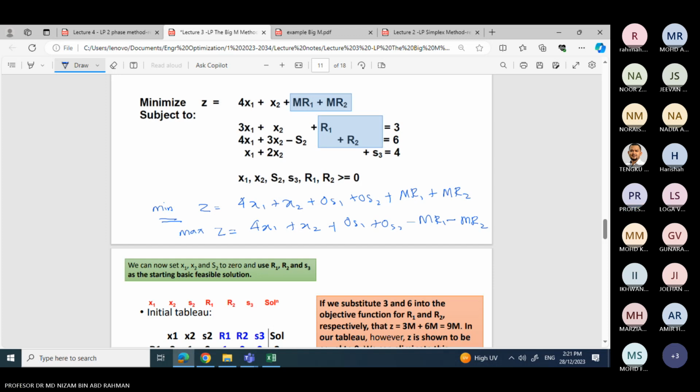You get it? So if it's minimization, then you rewrite the objective function such that it has a big M multiplier for R1 and R2, which is positive. And if it's maximization, then you have to put a big M multiplier for the artificial variables, but it must be minus M R1 and minus M R2. Is that okay? Any question?